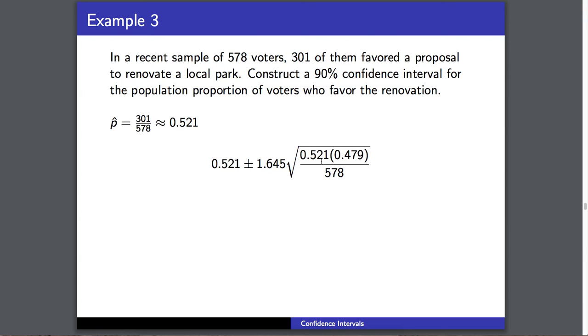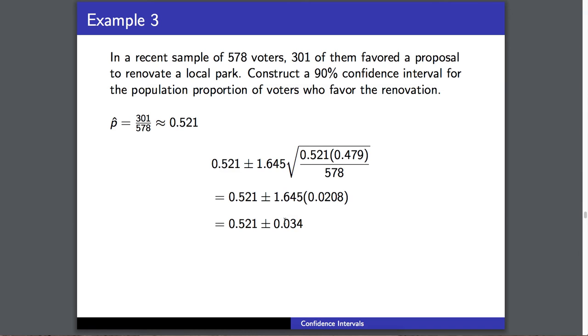Our standard error: 0.521 times, if 52.1% of the sample favors it, that means 47.9% of the sample don't favor it, so 0.479, divided by our sample size, which was 578. So doing that calculation, here we have our point estimate again, 0.521, plus or minus our margin of error, 0.034 or 3.4%. So you might hear, according to a recent study, 52.1% of voters favor renovating a local park with a margin of error of 3.4%.